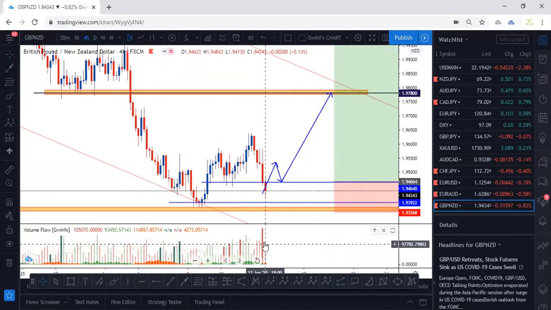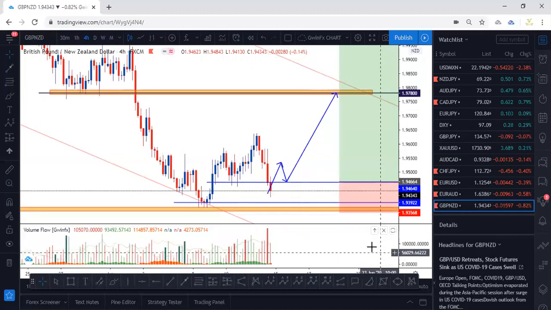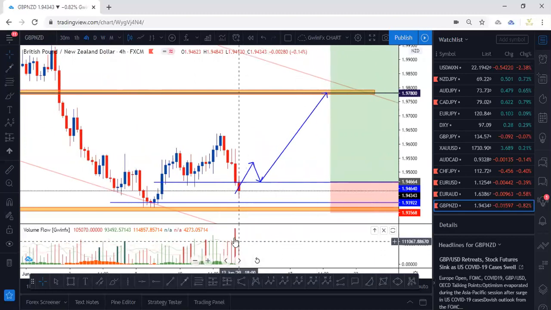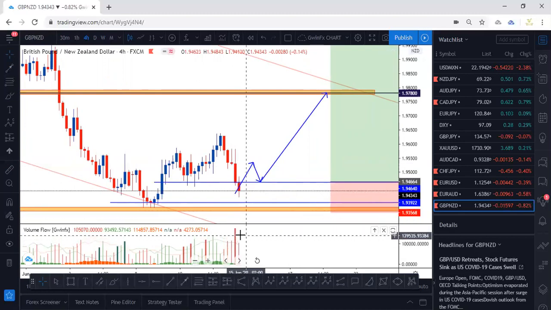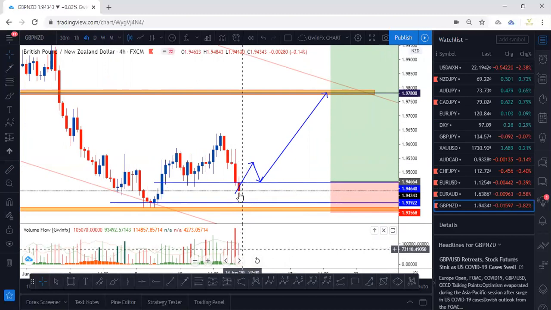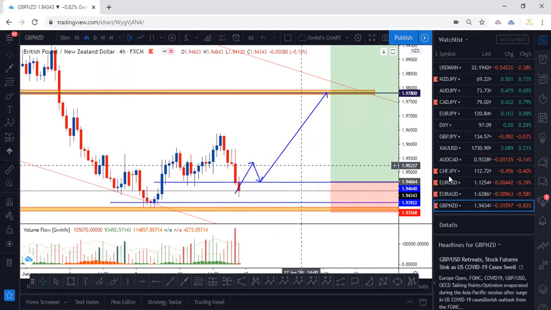We are not expecting to see a massive volume, because this was actually a massive volume here, which pushed price below here. So we're not expecting to see a massive volume at the beginning of the trading week. We're expecting to see a very small volume, but price then moving up with that small volume by next week. So that's all we have for today.